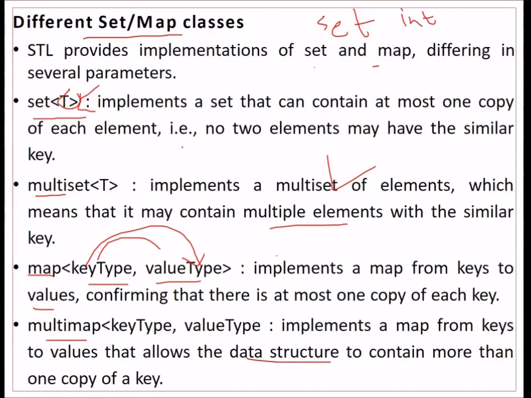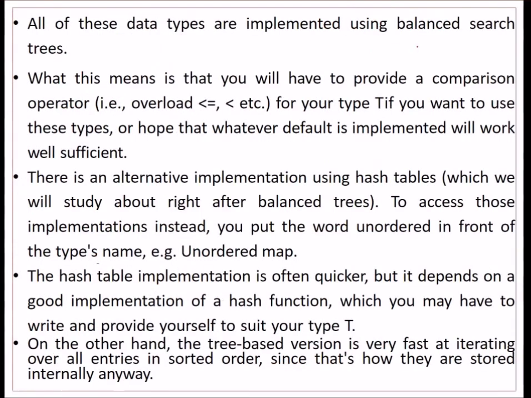But there is a very interesting thing behind all these different set and map classes. They are implemented using BST, that is balanced search tree. We are going to see a lot about this in a later session. What this means is that you will have to provide a comparison operator, that is less than, for your type T, if you want to use these types.